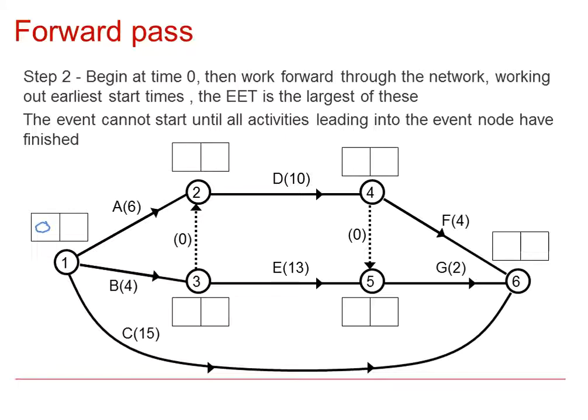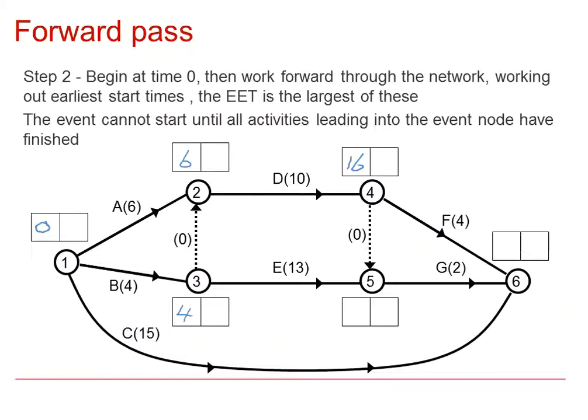Let's consider node 3. B's completion will take at least 4 units of time. The dummy, although it doesn't have additional weight, means that before we fill in the left-hand box at node 2, we have to consider whether 4 or 6 is the greater. In this case 6, so we would place a 6 in that left-hand box. Node 4, then: D is going to take 10 and A has already taken 6, so that will have a 16 in it. That's the earliest time in which D can be completed.